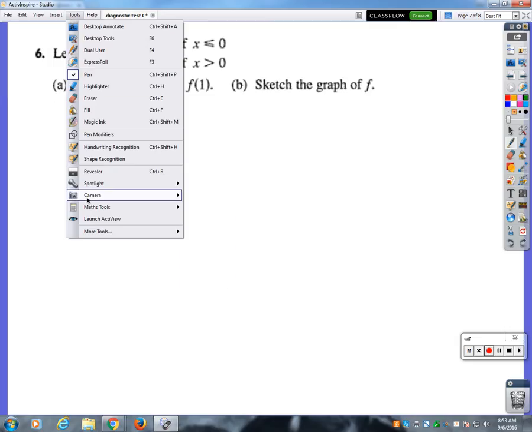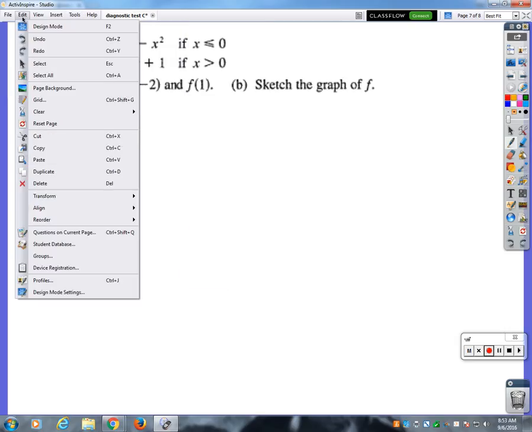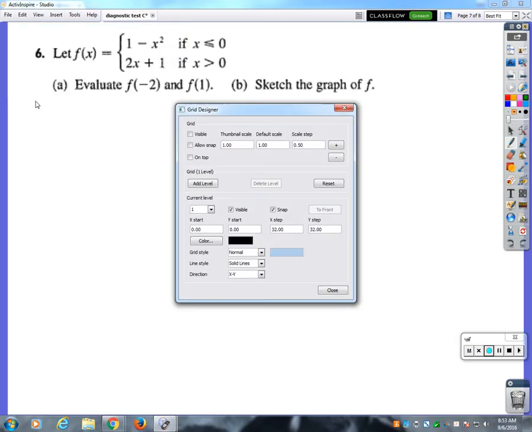What am I adding here? Let me hold the mic. 6. I need a grid. Oh, there it is. A long summer.